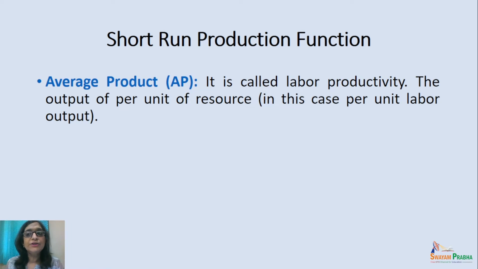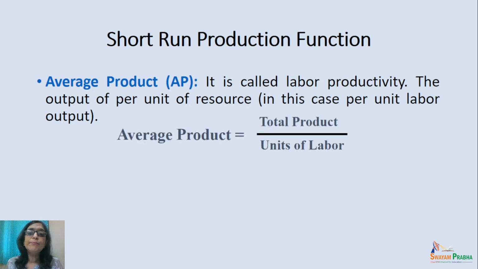How do we calculate average product? We say it is the output per unit resource, that is total product, divided by the total number of units of labor that we are employing. If my total product is 10 and I'm employing 5 laborers, then 10 divided by 5 will give me 2. So that will be the average product of labor. That is the labor productivity. On an average, what is each labor producing? How many units of production are being done by each labor?